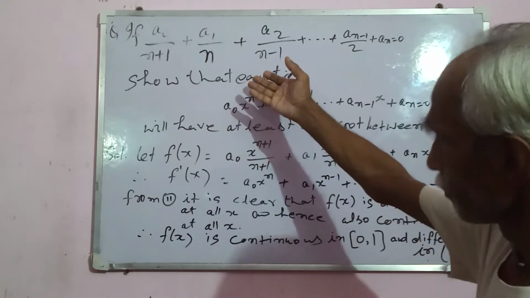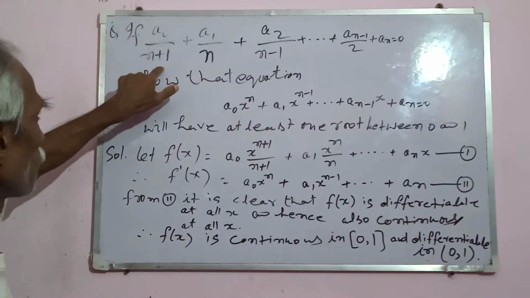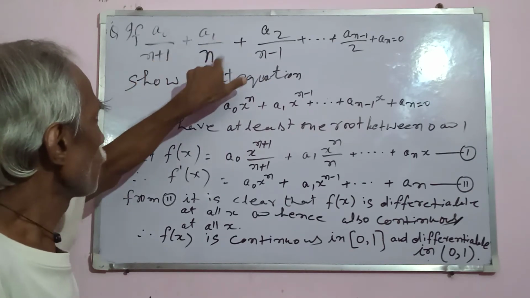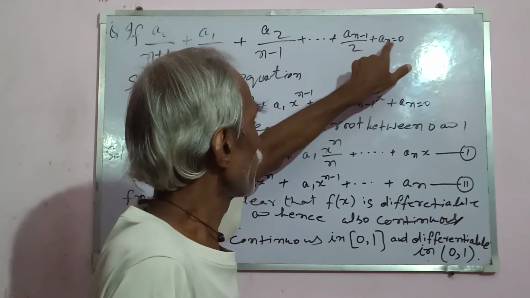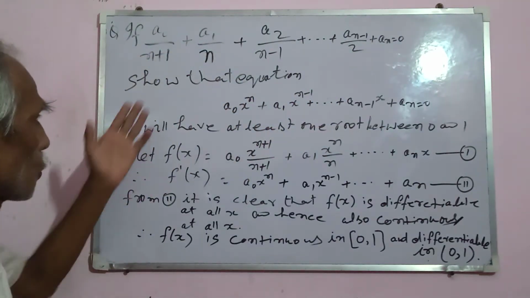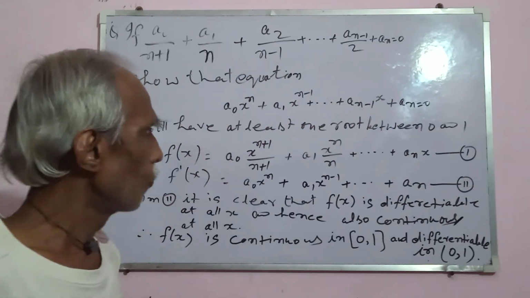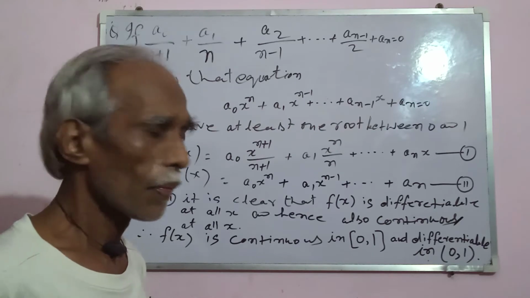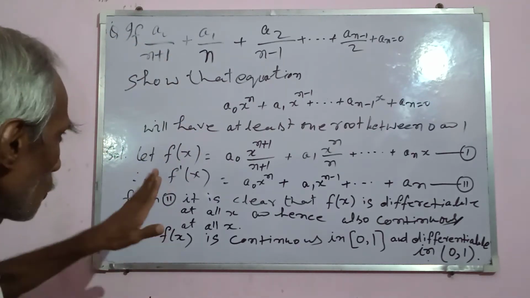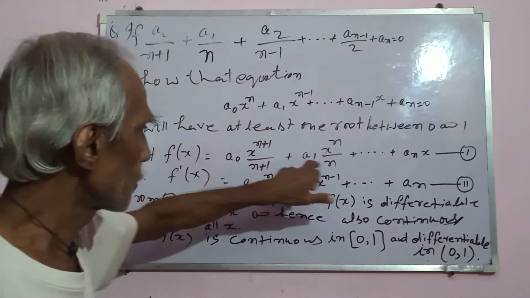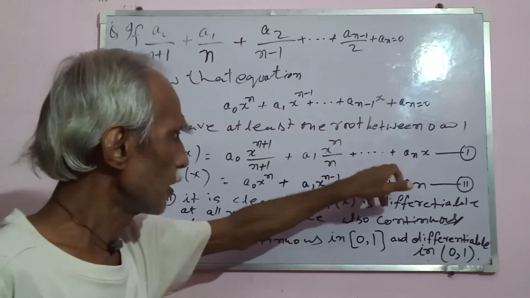So look at the sum here. If a0 by n plus 1 plus a1 by n plus a2 by n minus 1 plus dot dot dot plus an minus 1 by 2 plus an is equal to 0, then that equation will have at least one root between 0 and 1. For the solution, let f(x) is equal to this.